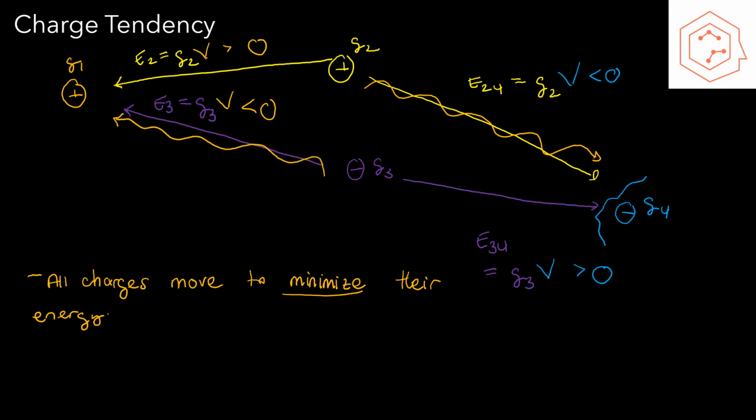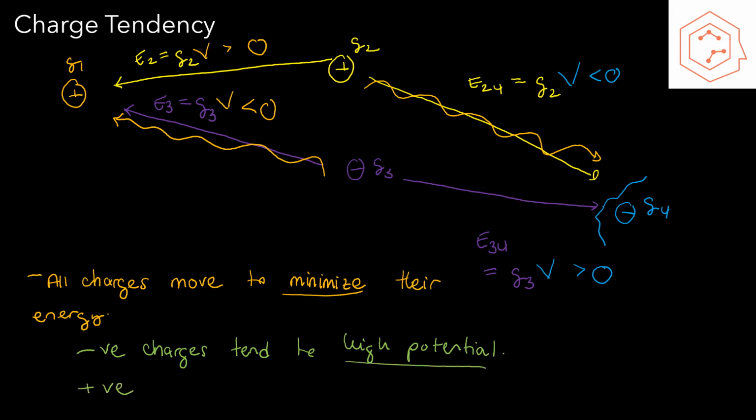So in general, negative charges tend to high potential and positive charges tend to low potential. Which is what you've probably already known, but now you have some intuition as to why.